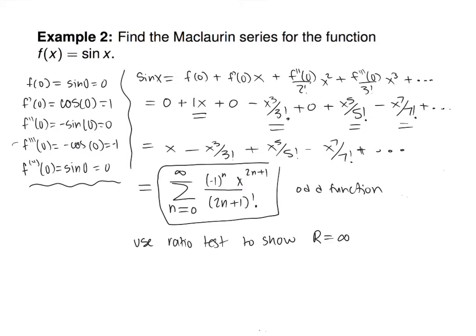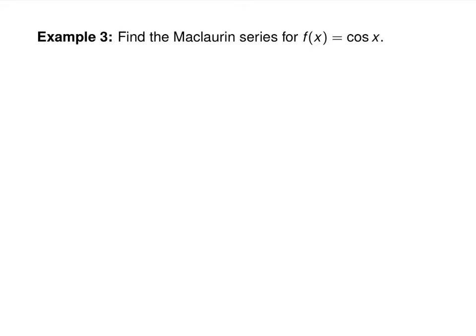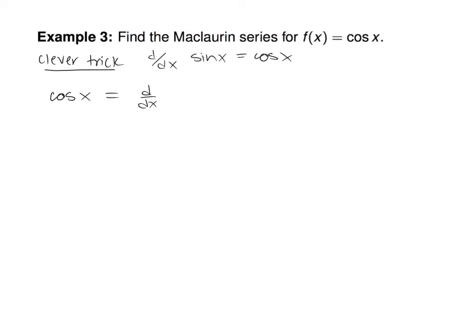Okay, find the Maclaurin series for cosine. Well, here's a clever trick. You don't have to revert to the definition here. You could, and that's not going to be wrong. But the clever trick is to note that there's a relationship between sine and cosine. The derivative of sine is equal to cosine. So therefore, we can find cosine's power series by taking the derivative of sine's.